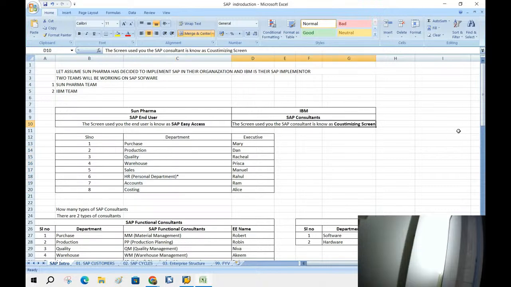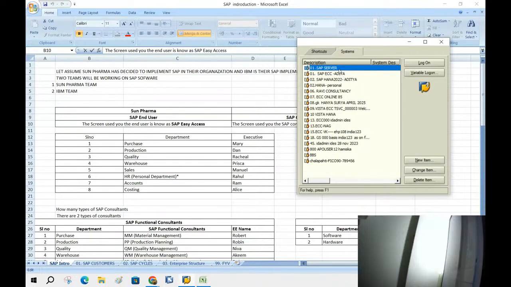So what is the SAP name for the screen? As we have seen, as soon as you log into the SAP server, what do you see? The screen used by the end user, which we call in layman terms the end user screen, the SAP terminology is SAP Easy Access. Yes or no?